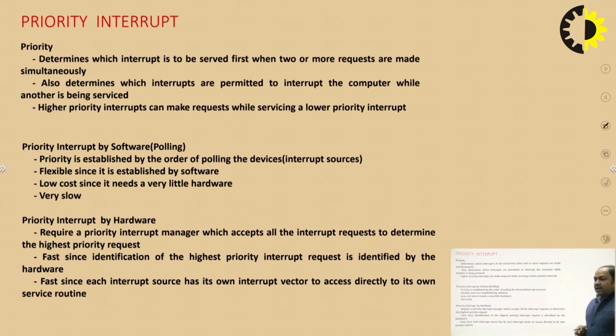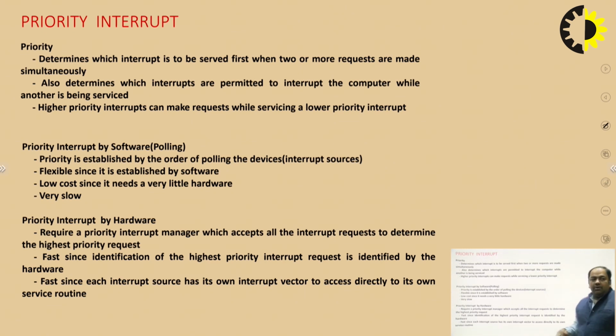So how will we do a priority interrupt? By the use of software, which is done through polling. What is polling? Priority is established in the order in which it is required by the devices. It is flexible. It is done by the use of software, and sometimes it goes very slow. So there are two ways of doing a priority interrupt, either by software or by hardware.